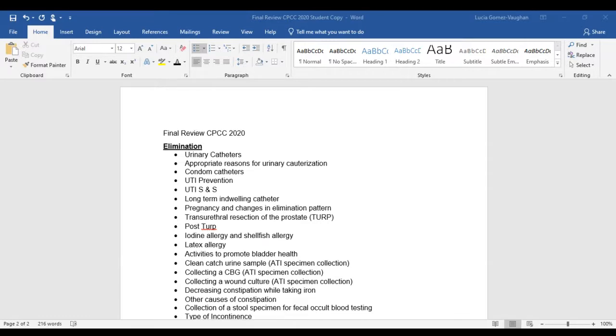No manipulation of the foreskin is required during the application of a condom catheter. A condom catheter is rolled smoothly over the length of the penis and not stretched along the length.